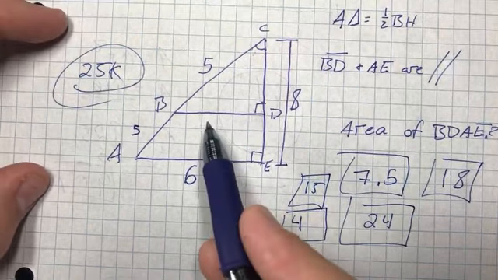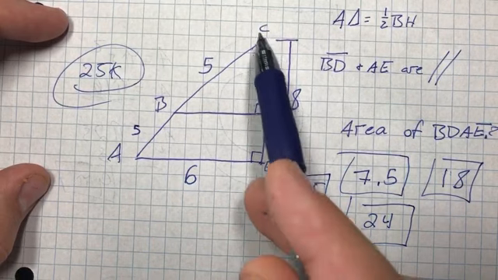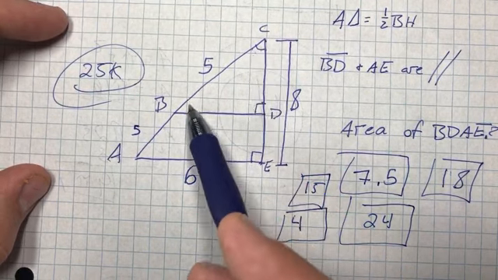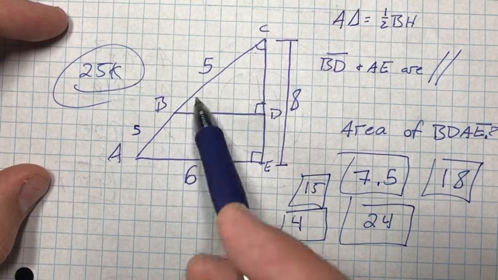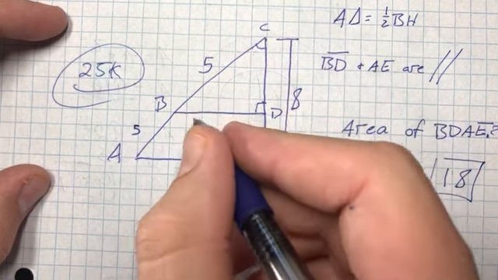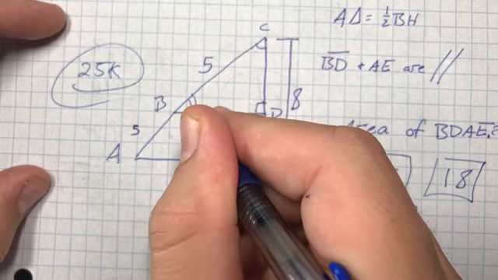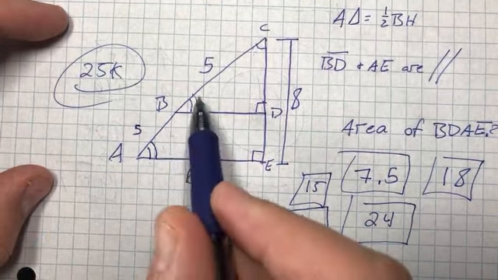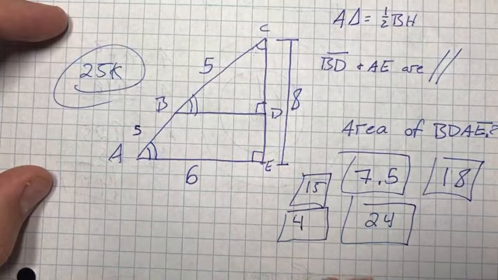So if this is 90 and this is 90, and these two triangles also share C, that means that their third angle is going to be the same too, right? Because it all has to add up. So we know that this angle is equal to this angle. Okay, so we have similar shapes, which means that the sides correlate.